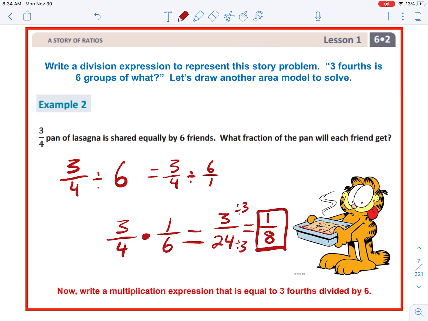All right. Remember the rule. Skip, dot, flip. Okay, remember dot means to multiply.